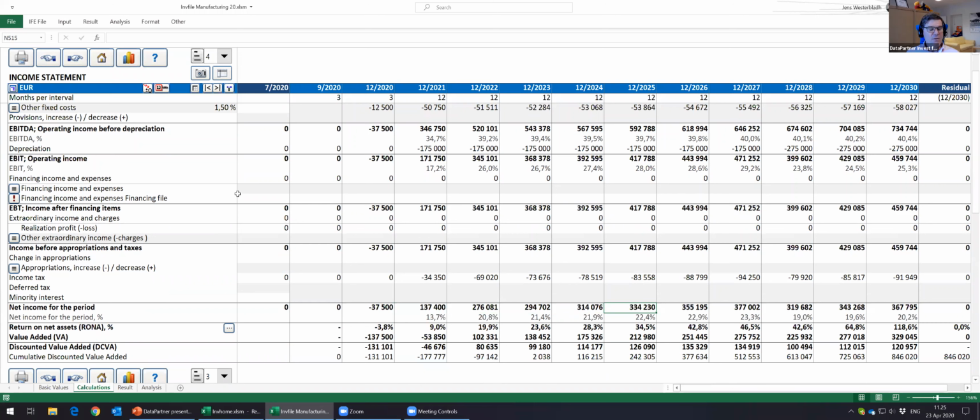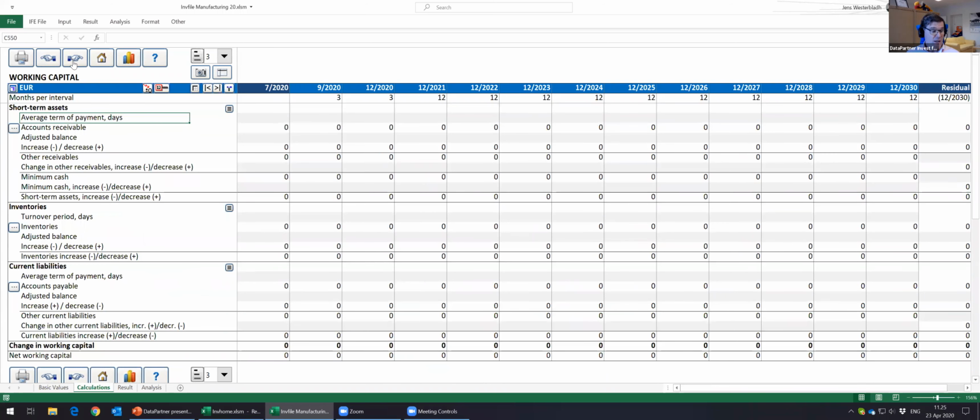Okay, I will continue to next page, which is working capital. And we have some assumptions for working capital as well. It's divided in short-term assets, inventories, and current liabilities. So in short-term assets, we have accounts receivable and other receivables. Inventories is inventories, but in current liabilities, we have accounts payable and other current liabilities. But in this case, it's simple.